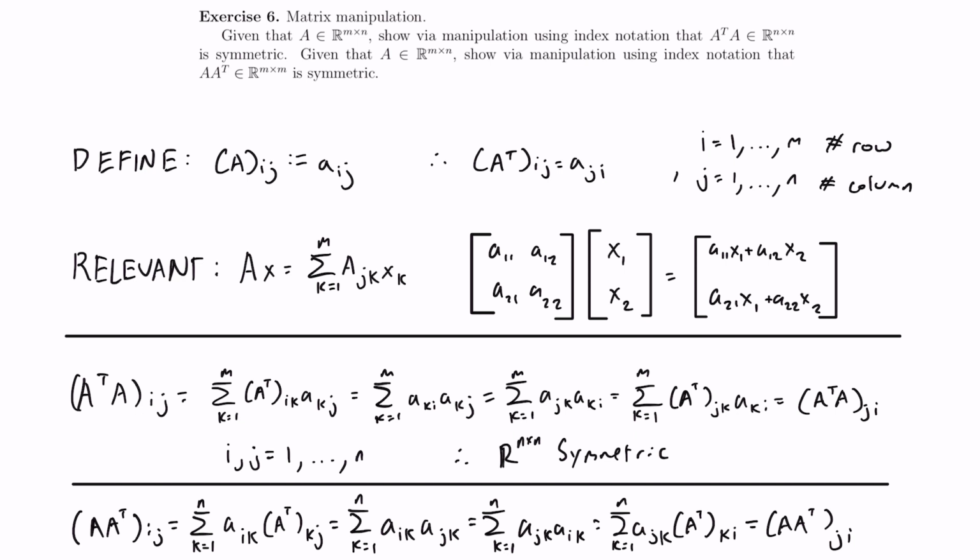Exercise 6, matrix manipulation. Given that A is in R^(m×n), show via manipulation using index notation that A^T A is in R^(n×n) and is symmetric, while for A in R^(m×n), show using manipulation that A A^T in R^(m×m) is symmetric. All right, so there's so many indices here. How do we figure out how to do this?